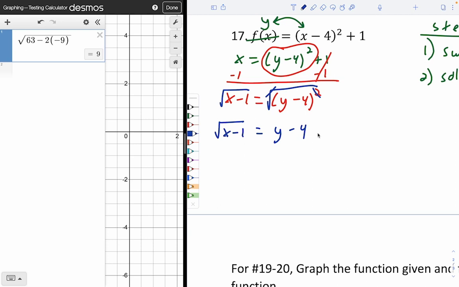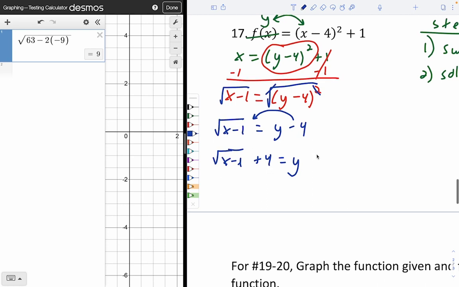And now finally, to solve for y, I get rid of the minus 4 by adding it over. So then I've got square root x minus 1, and then plus 4 equals y. This is the correct inverse equation, okay?